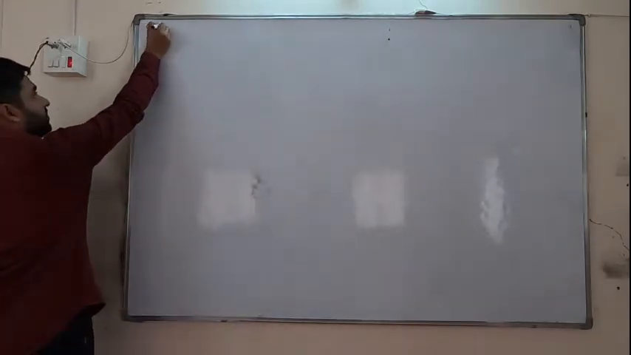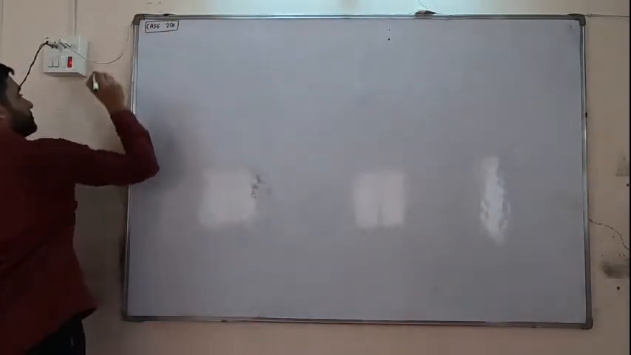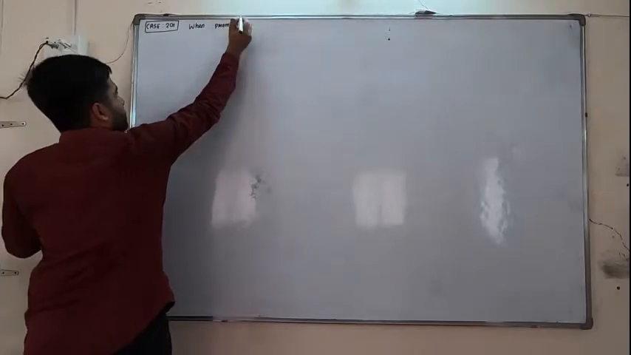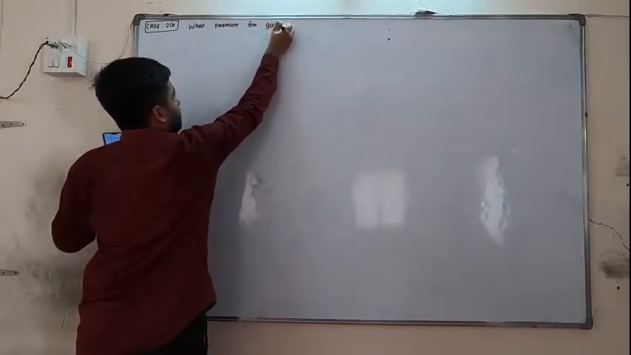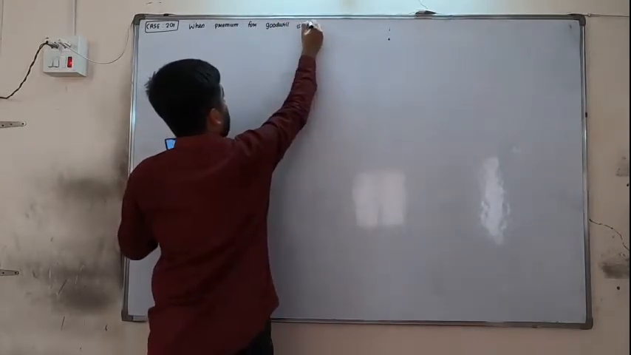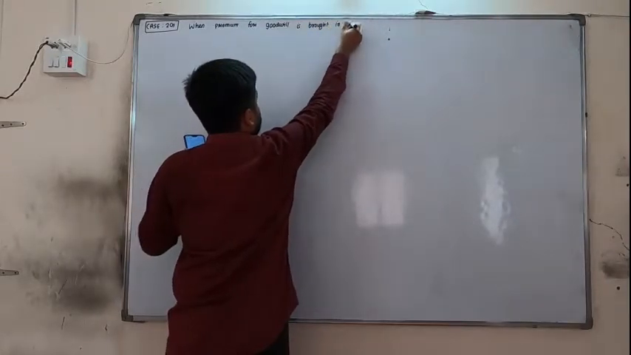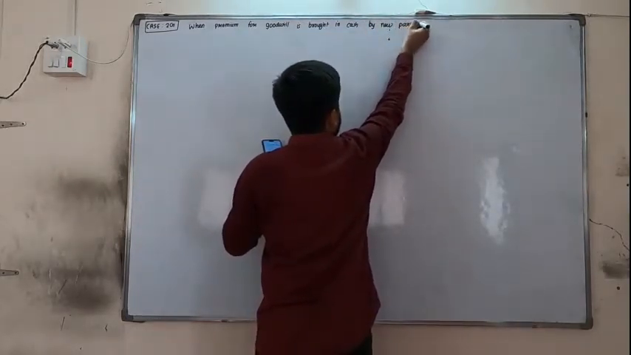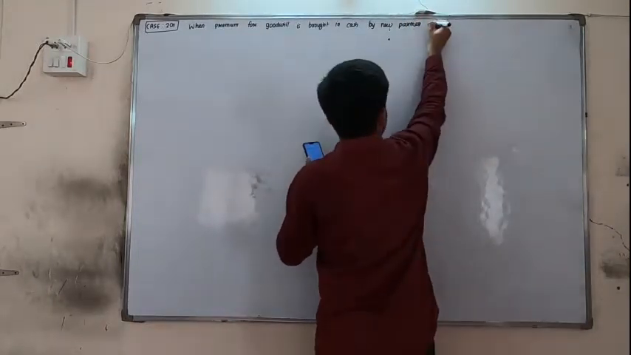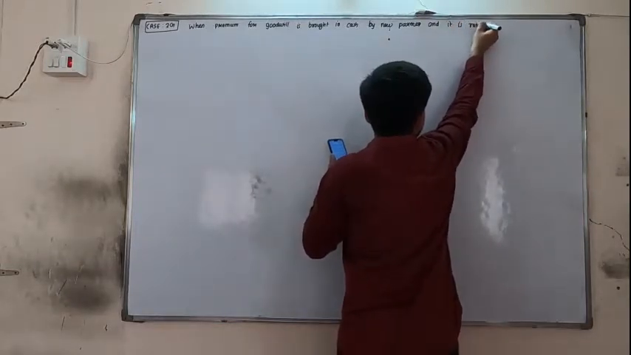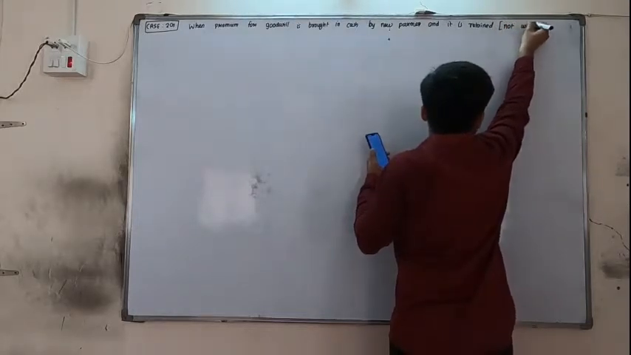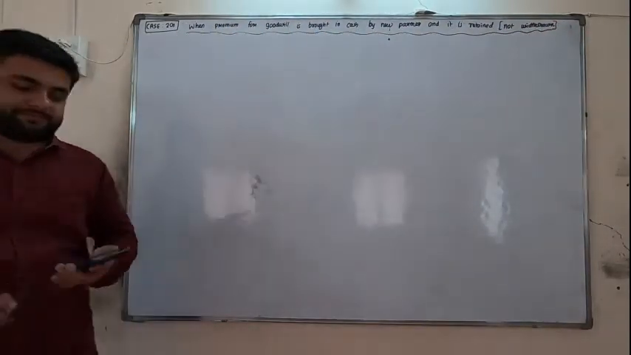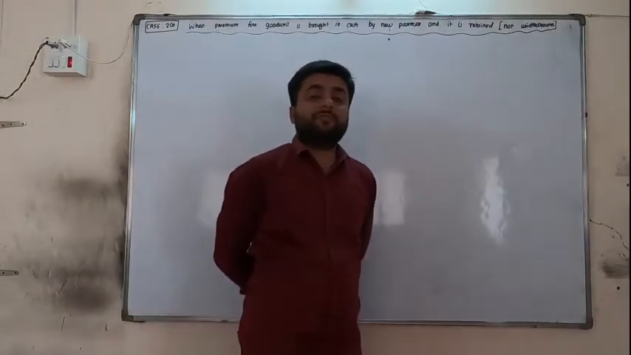The calculation format will be the same, only little changes will come. Okay, so case 2G. Heading: when premium for goodwill is brought in cash by new partner, and it is retained (in brackets, not withdrawn). It means the premium of goodwill is brought in cash only by the new partner, but it is not withdrawn, meaning the old partners are not withdrawing.